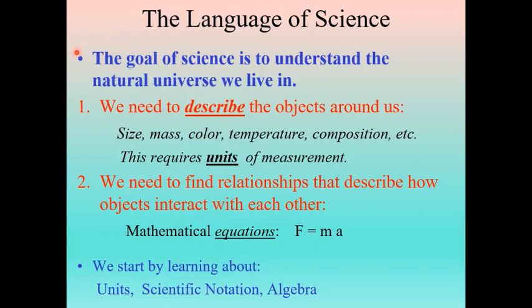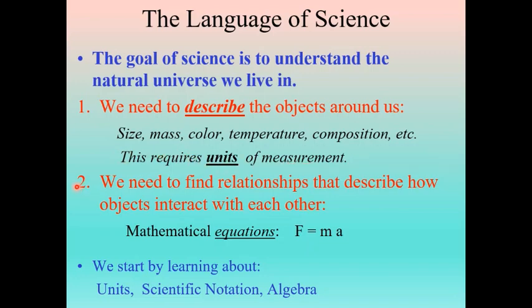The goal of science is to understand the natural universe we live in. There are two parts to this. The first is that we need to describe the objects around us in our universe. We describe things by, for example, their size, mass, color, temperature, composition, etc. Whatever we use to describe something, we're going to require units of measurement.